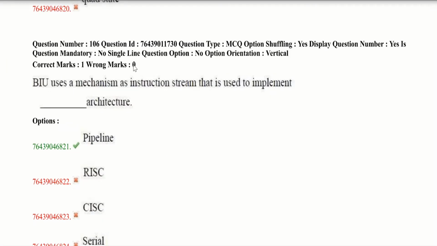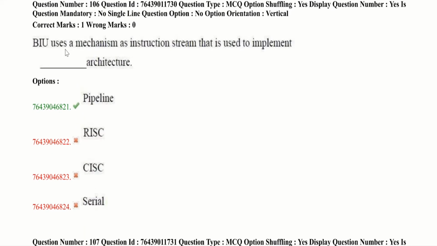Now let's get into our second question. The question is: the BIU, bus interface unit, uses a mechanism of instruction stream that is used to implement that dash architecture. Of course, it is pipeline architecture.